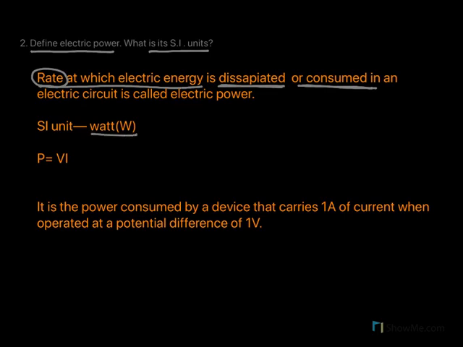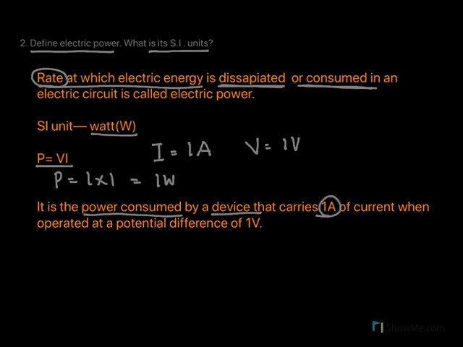Now we know the formula of power is V into I, voltage into current. Now if I equal to 1 ampere and your voltage equal to 1 volt, then we know P equal to 1 into 1, which is equal to 1 watt. So how would you define 1 watt? It is the power consumed by a device that carries 1 ampere of current, when operated at a potential difference of 1 volt.